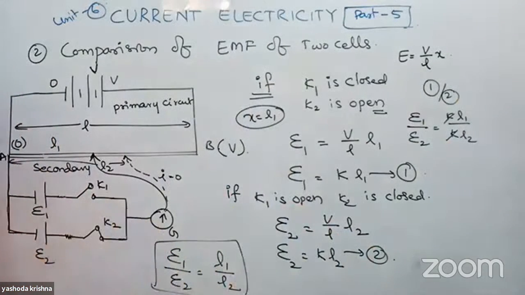Here, if you know the EMF of one battery, then you can find out the EMF of the other battery by using this principle. If you know the EMF of any one battery, then you will find out the second EMF. This is the comparison of EMF of batteries.